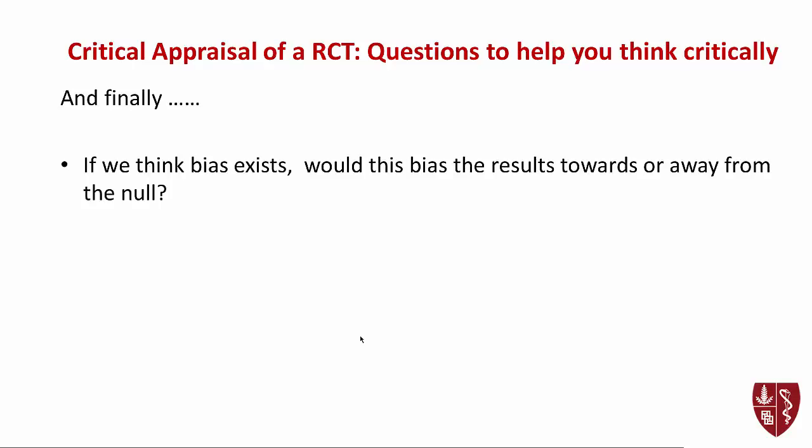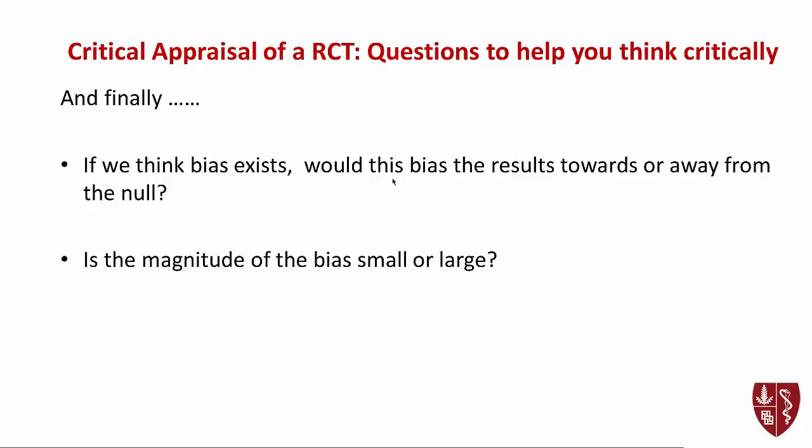So we're not done yet because, as I mentioned, and I just want to reemphasize this point, there are bound to be biases that exist. So the first piece is identifying the bias, okay? So if you think the bias exists, the next question to ask is, would this particular bias affect the results towards or away from the null? So I guess what you're asking is, as a result of this bias, are we underestimating the effect or are we potentially overestimating the relationship between the intervention and the outcome? And then what do we think is the magnitude of the bias?